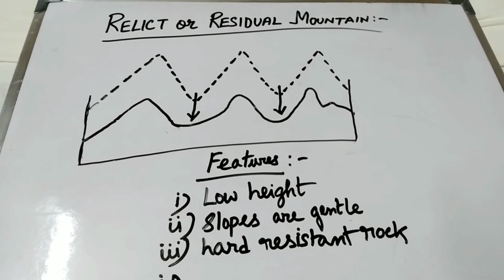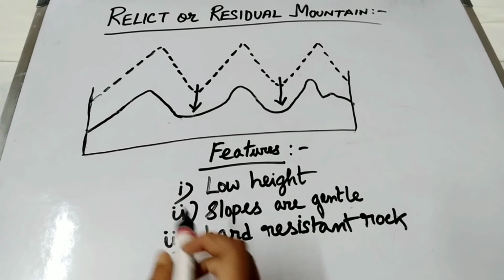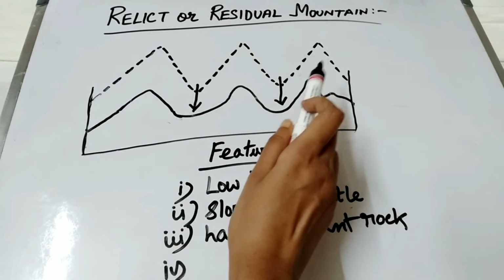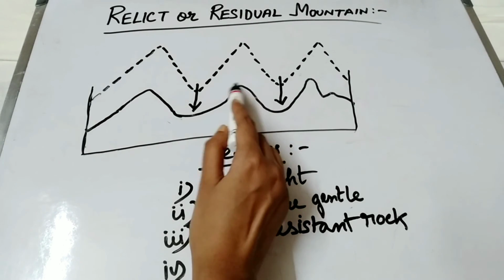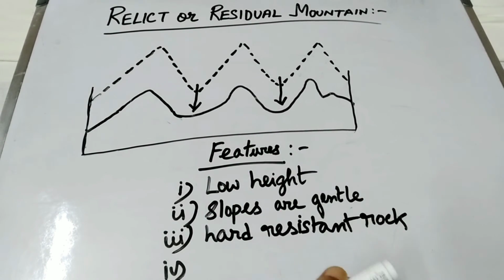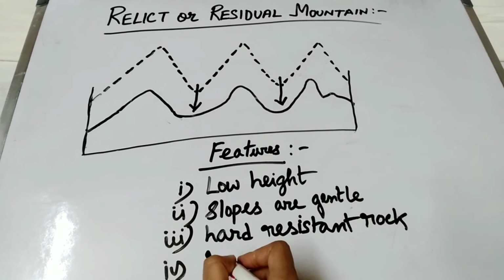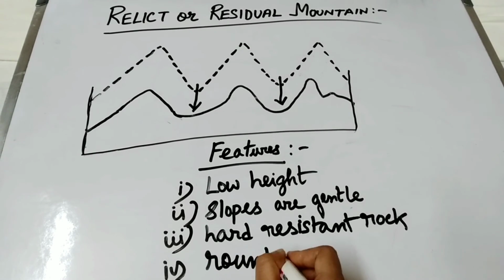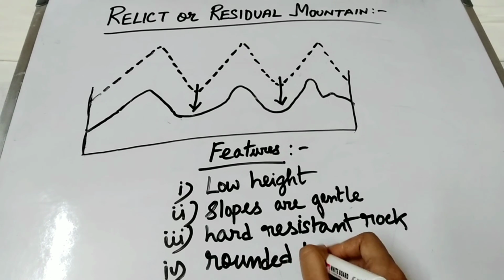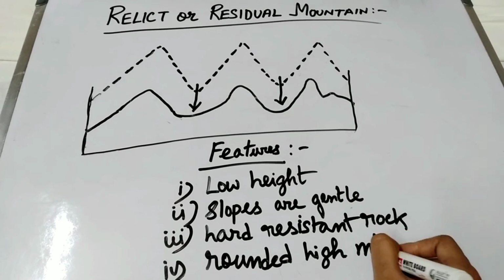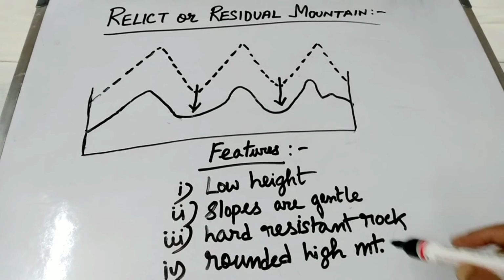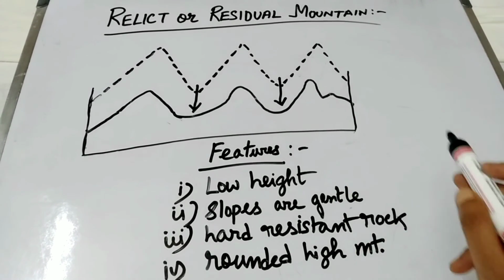And the last feature, the top of the residual mountains is rounded, unlike high mountains. It's not a sharp peak. So we can write: rounded, unlike high mountain. So these are the main 4 features of residual mountain or relict mountain.